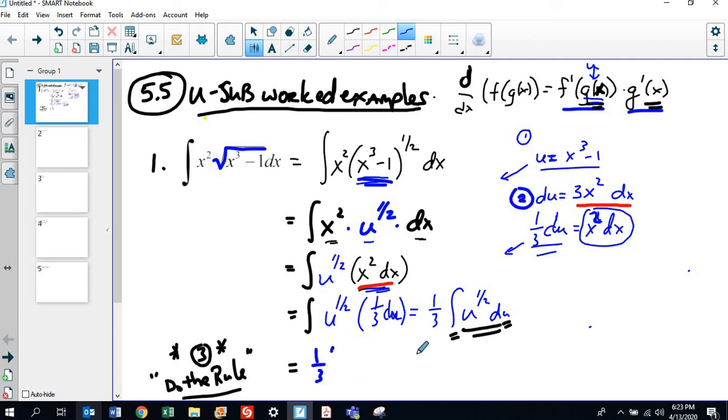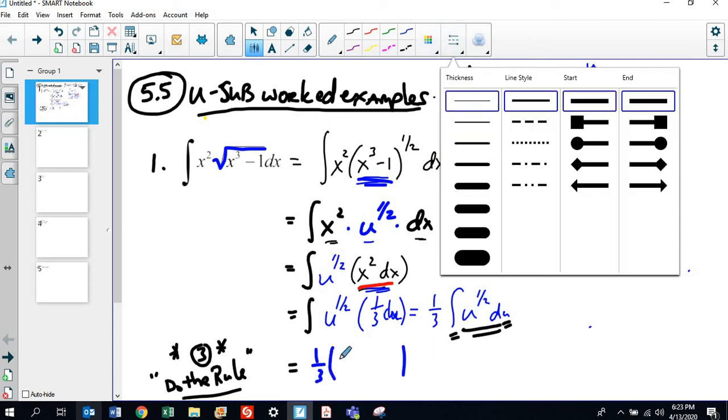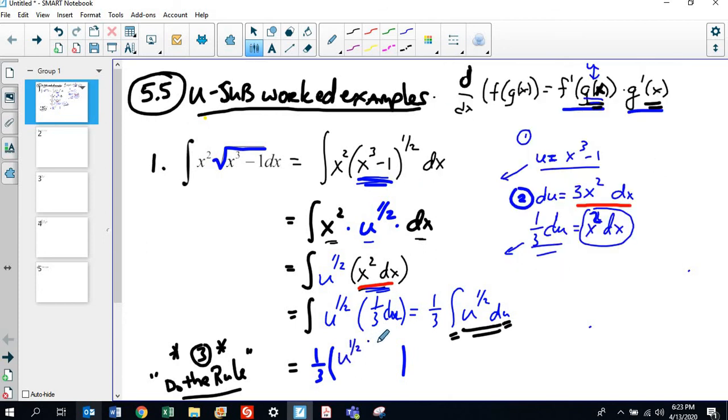Well, the 1/3 is already there. What's the rule for u to the 1/2? I add 1 to the power, so I get u to the 1/2 plus 1, divided by 1/2 plus 1. I get a plus c. And this symbol here and this symbol here are all gone because I did the rule. When I do the rule, that's all gone, okay?